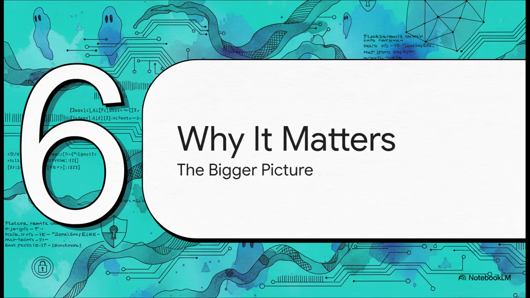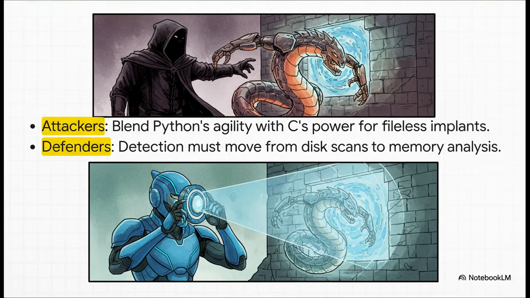Okay, so we've been deep in the technical weeds, and it's some seriously brilliant stuff. But let's zoom out for a second. What does all this clever engineering actually mean for cybersecurity as a whole? Why does an architecture like this really matter? Well, for attackers and red teamers, this is a huge step forward. It gives them the best of both worlds, Python's rapid development cycle with C's absolute power, all wrapped up in a stable, fileless package. It enables a new class of sophisticated implants.